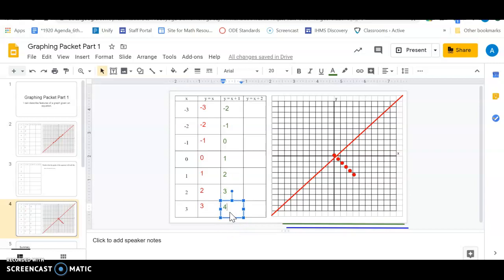So now I've got a whole new set of points to plot. So let's see. What do we have? When I plugged in -3, I got -2. When I plugged in -2, I got -1. When I plugged in -1, I got 0. When I plugged in 0, I got +1. When I plugged in 1, I got +2. When I plugged in 2, I got +3. And then when I plugged in 3, I got +4.